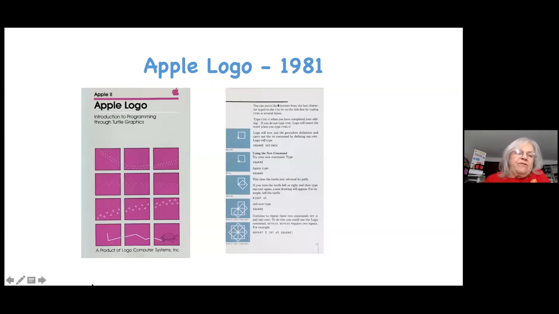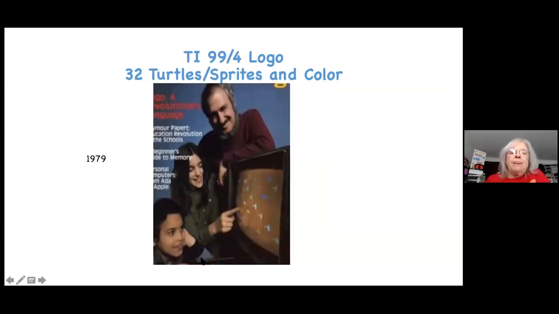The founders of TI went to MIT as undergraduates, and one or two of them had grandchildren at a school in Dallas, Texas called the Lamplighter School. And when the 99/4 came out, they wanted their children to benefit. The thing about it is it had a sprite board in it, so you could have 32 turtles or sprites, whatever you want to call it. And that board was originally designed by one of the Logo team, Danny Hillis. Anyway, I bring that up because it gave, for the first time, multiple turtles and color.